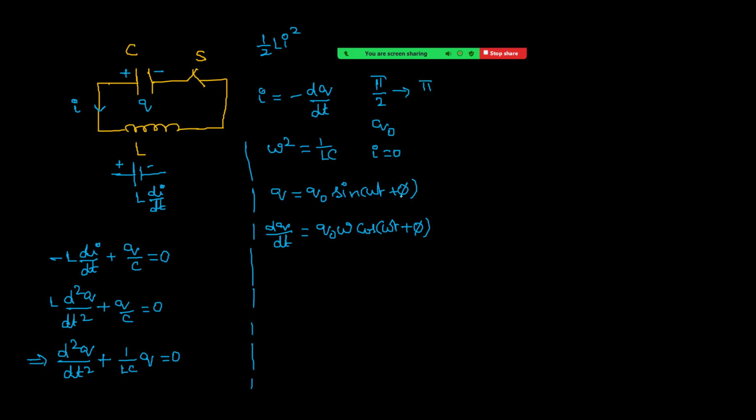So omega t plus pi by 2 is initially 90 degrees. After some time, what happens? It becomes pi. When it becomes pi, charge becomes 0. Current becomes maximum, Q naught, sorry, I naught. This is now 1/4 cycle. That means the energy stored in the capacitor is completely transferred to the inductor. This is 1/4 cycle.